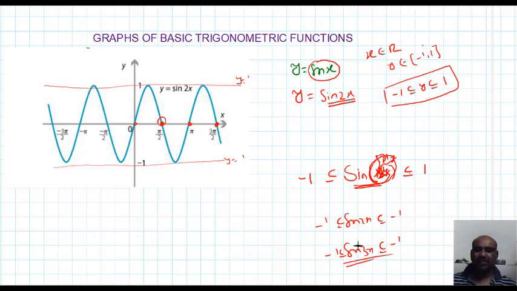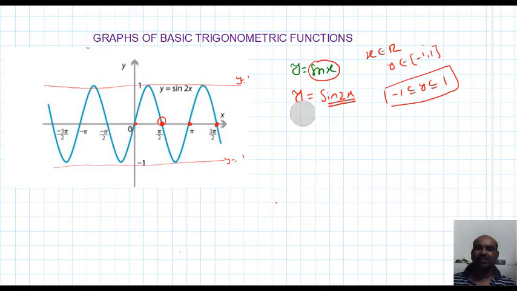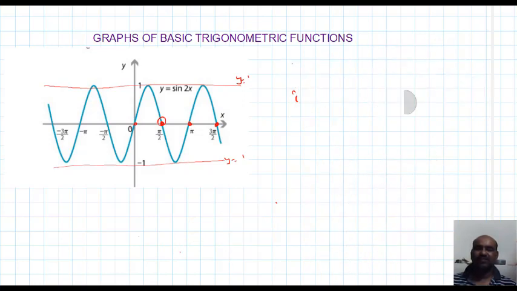So the range is the same: the range of sin x, sin 2x, sin 3x, sin of anything is the same, that is the closed interval -1 to 1. If something is added in front of sin, for example 3 or 4, the range will change a little, and we will discuss that case later. Just for sin x, sin 2x, sin 3x, sin nx, the range is -1 to 1 only.